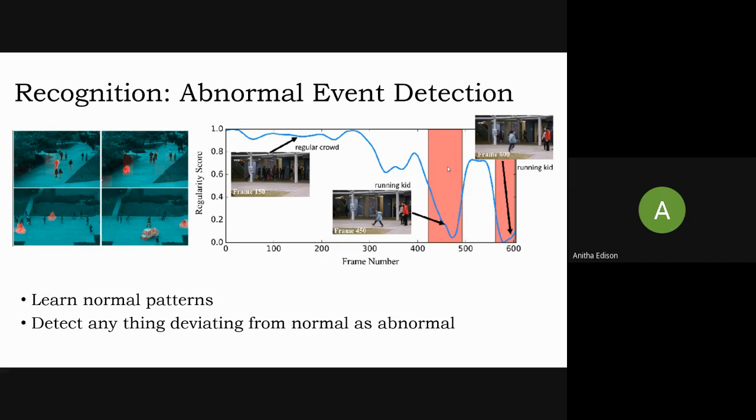And in this particular thing, the computer will learn the normal patterns. Normally, what will happen? And when something abnormal happens, it will be able to identify that this is not normal. It can't identify what is happening, but it can identify that this is not normal.